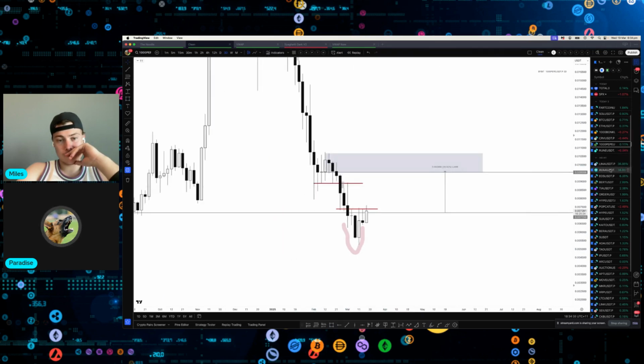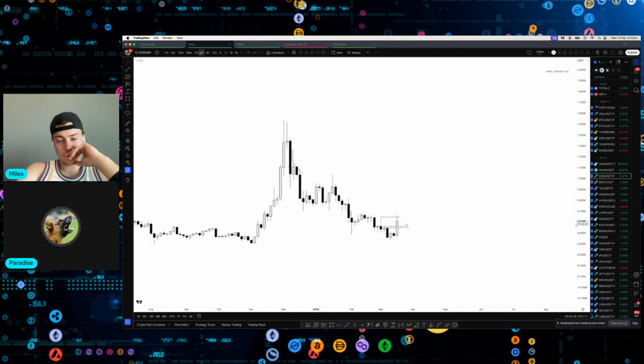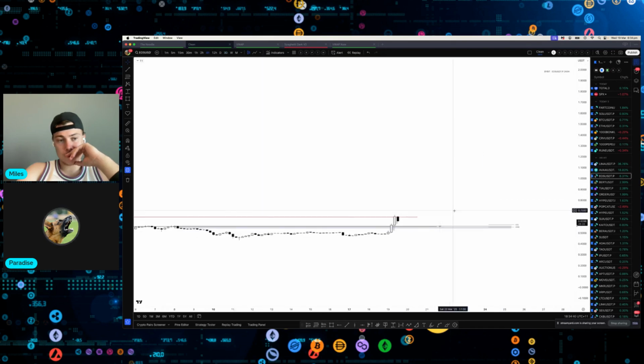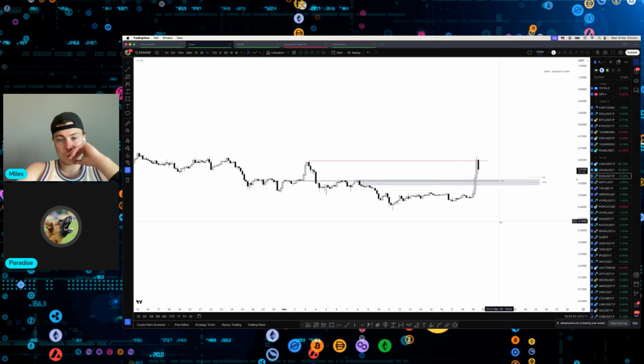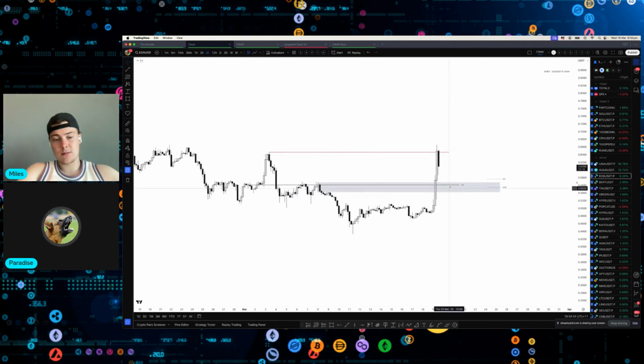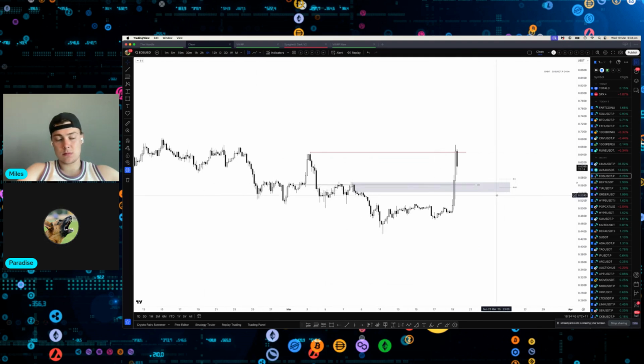EOS I'm actually interested in just for an intraday trade. I only found that just with starting the stream, so I need to look into it more. But we've got the sweep of the high up here. If we get some sort of pullback into this breaker, the monthly open, I'm interested in that. Got some alerts set on there.